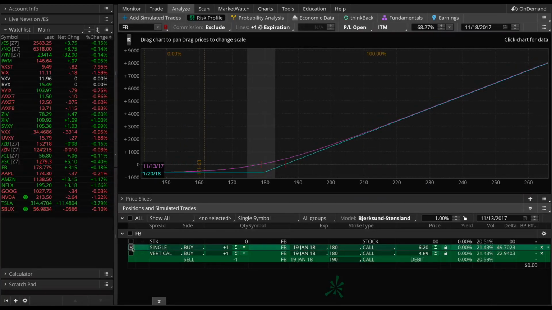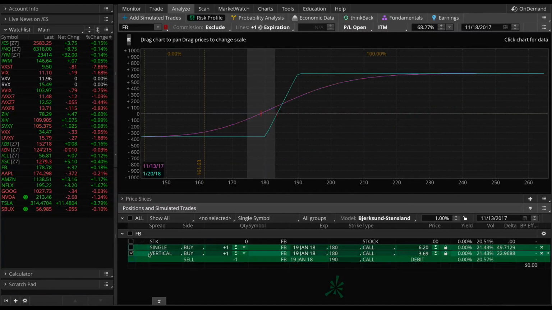So now let's look at the call spread portion. Really, the call spread is just the same position. It's the long 180 call, except we're selling another call at a higher strike price against it. So let's go ahead and cue that up.